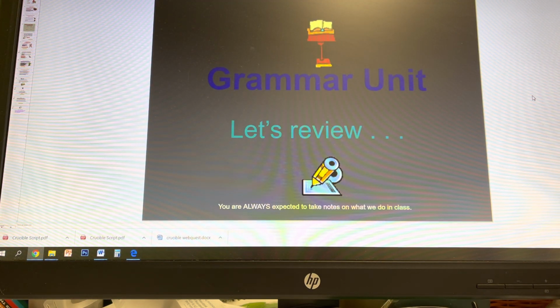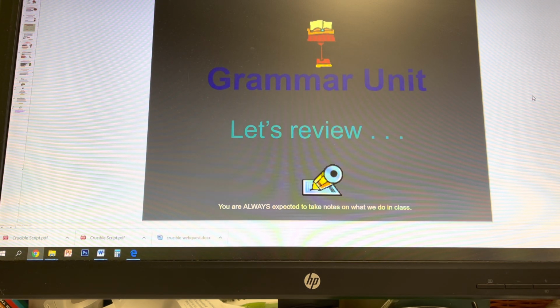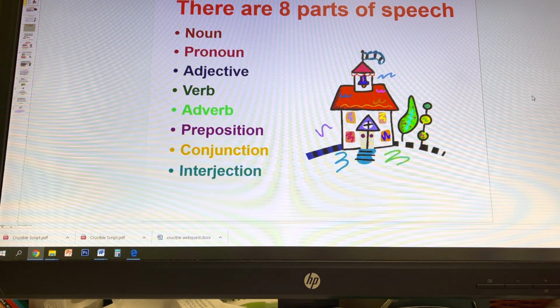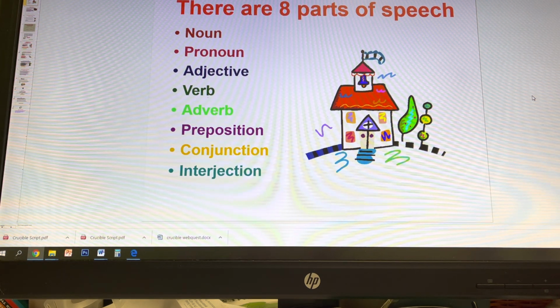As a review, and just to remind you, you're always expected to take notes on what we do. As a review, let's go through the 8 parts of speech. We'll be covering each one of these separately, but they are noun, pronoun, adjective, verb, adverb, preposition, conjunction, interjection.